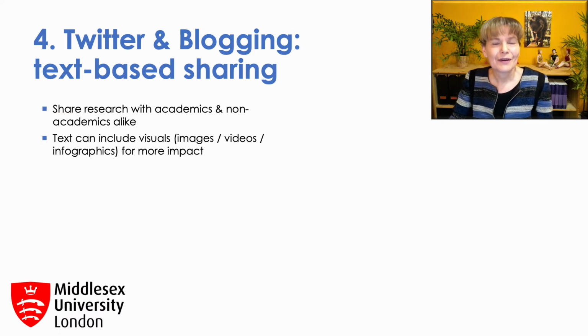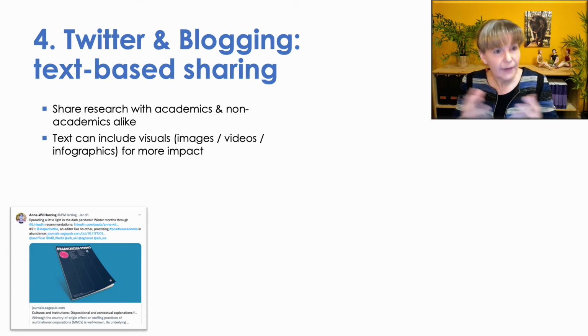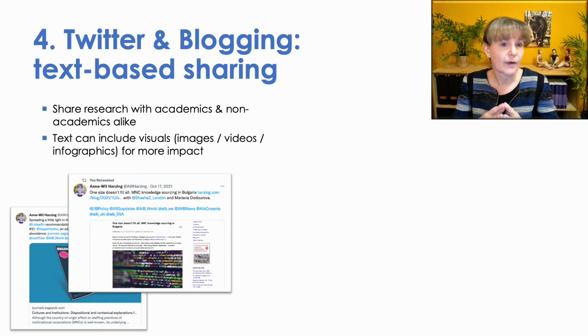Now, the fourth element of social media in academia is sharing text-based material. There are two key ways of doing this, Twitter and blogging. Twitter is essentially micro-blogging, very short snippets of text, whereas blogging involves longer posts, usually between 500 and 1,000 words, but sometimes longer. Although they're mainly text-based, they can always include visuals for more impact.